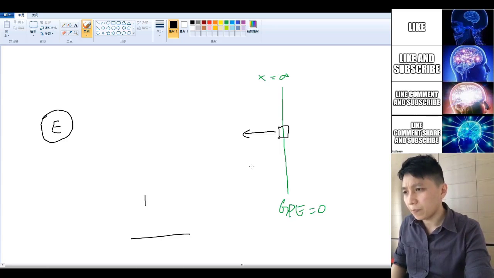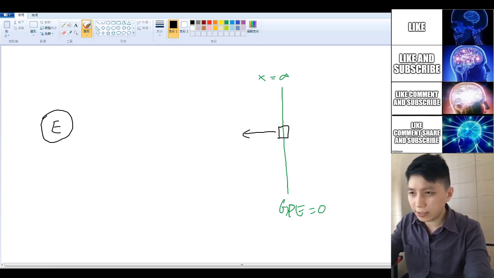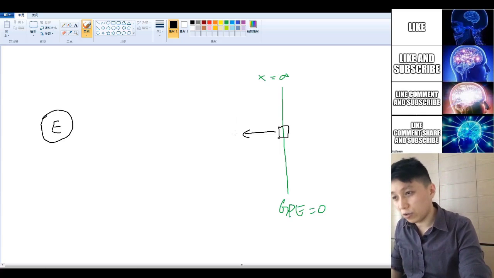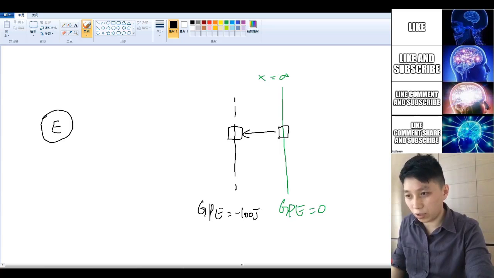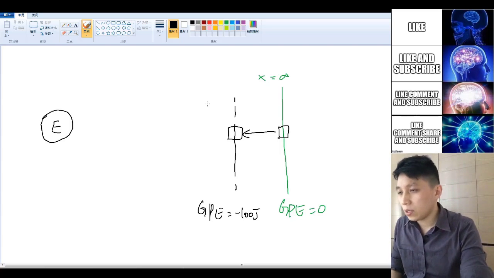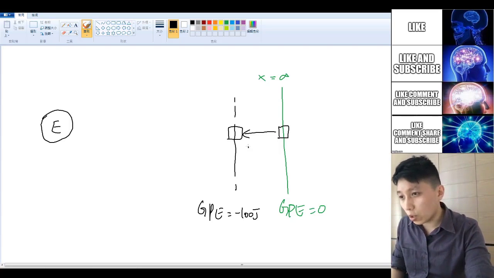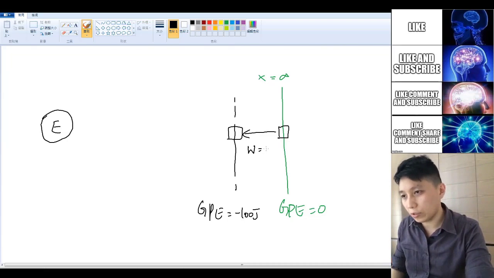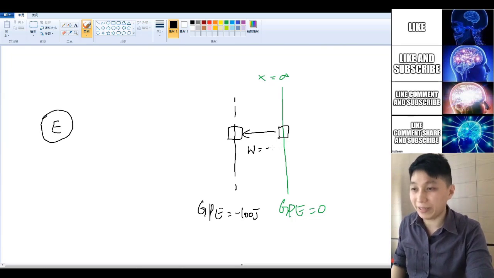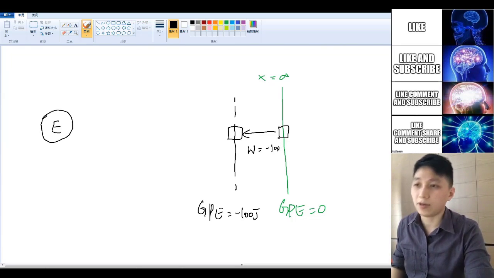And similarly, if you have a situation like this, then this object in theory should get attracted by the Earth, and so it reduces its own GPE, and so the GPE will be negative. So let's say negative 100 joule. Okay, I just make up the number. In other words, that means the work done performed by this object is going to be a negative value, and it's going to be negative 100 as well.